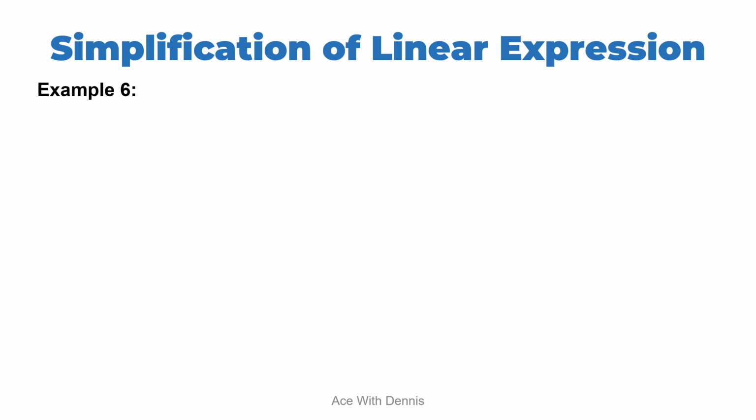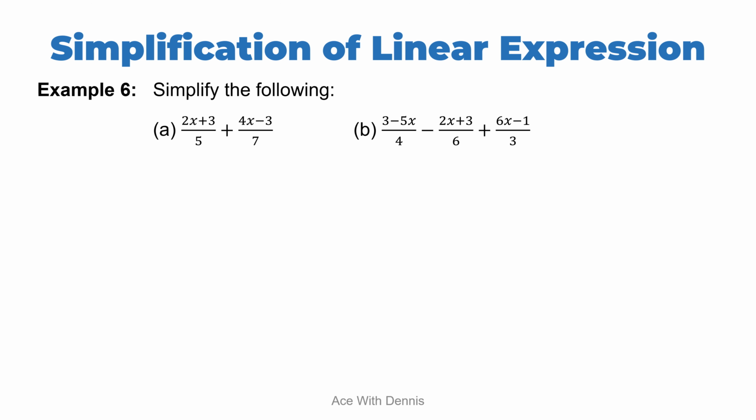Now, Example 6 involves algebra in fractions. Simplify the following. A. 2x plus 3 over 5 plus 4x minus 3 over 7. B. 3 minus 5x over 4 minus 2x plus 3 over 6 plus 6x minus 1 over 3.